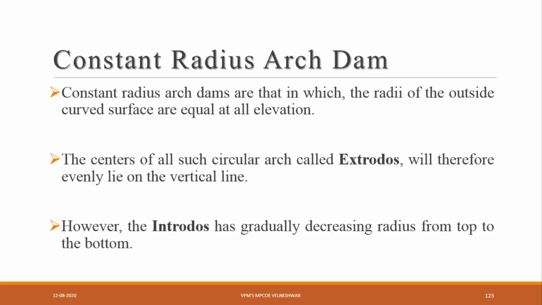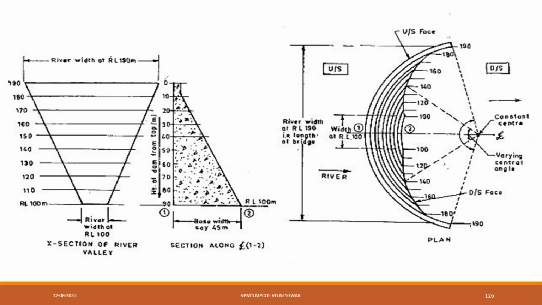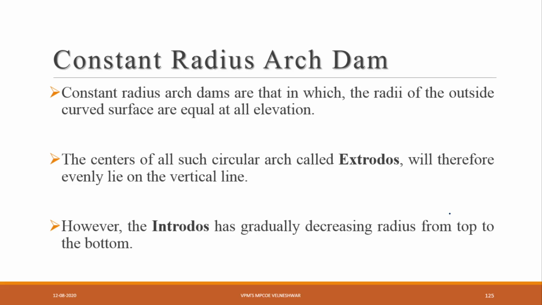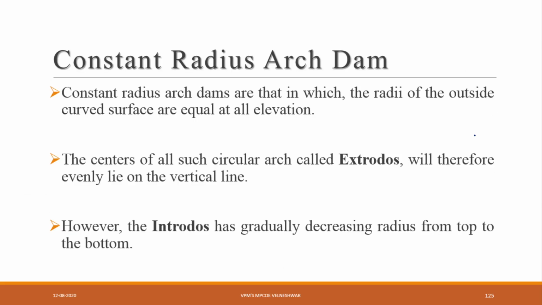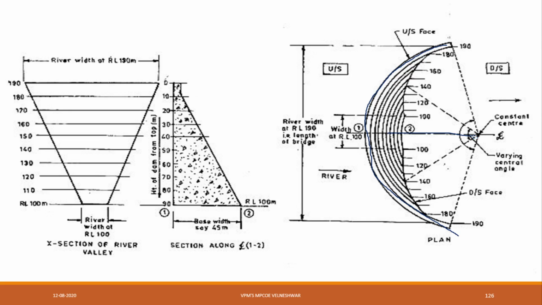Okay, now constant radius arch dam. Constant radius arch dams are those in which the radii on the outside curved surface are equal at all elevations. See here, from the elevation point of view, it is equally transmitting, which means the radius will be the same in all directions. Now the centers of such circular arcs are called extrados, means here the center part we can say as extrados, and will therefore evenly lie on a vertical line, means wherever the vertical line is there.